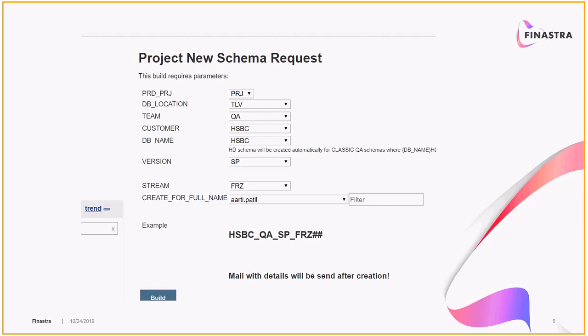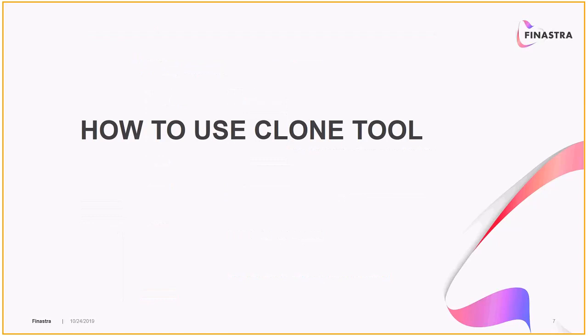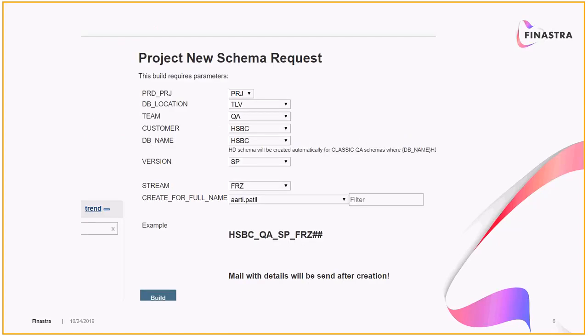The inputs that you need to give, you people might already know these things, like whether the schema is required for a product or project, what location you require, Tel Aviv, US, Azure, Pune, whatever. For what team it is required, for dev or for QA or for NFT. If you use QA, then restrictions would be applied for the system table changes. Okay, then the customer name, which customer or which project you want, the database name, the version, whether it's an SP or a classic or whatever the version.